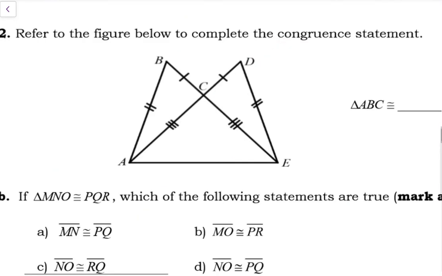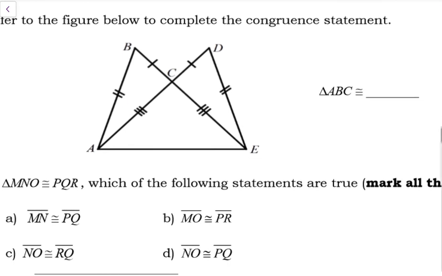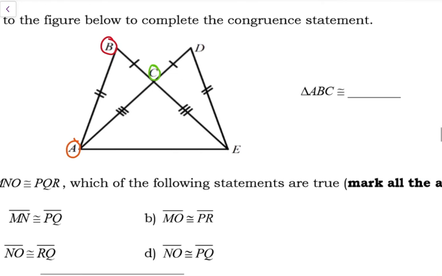Okay, number 2, refer to the figure below to complete the congruency statement. So I'm going to start by looking at, it says triangle ABC. So I'm going to do A as orange, I'll do B as red, and I'll do C as green. So I want to write a triangle that is congruent to that triangle. Well, I need to go in order again. So I need to find the point that's corresponding with A in the same spot.